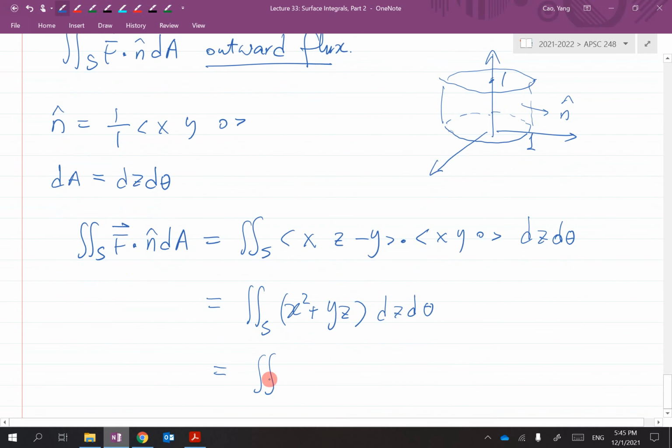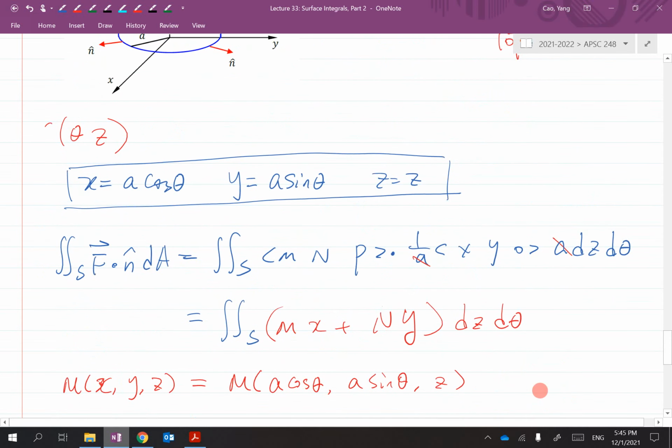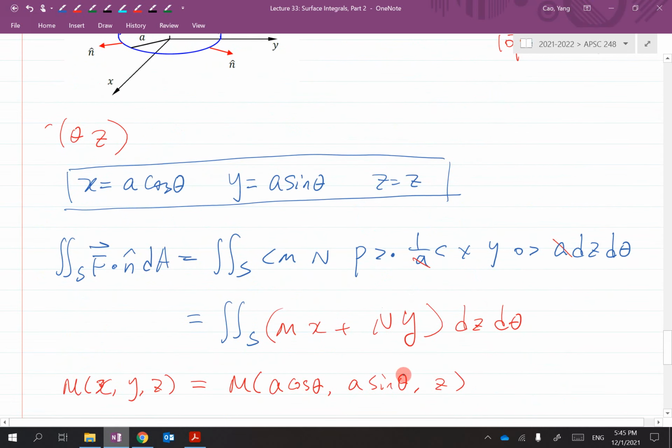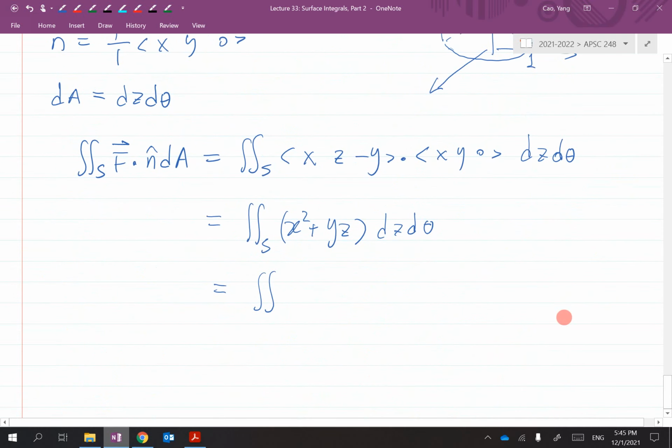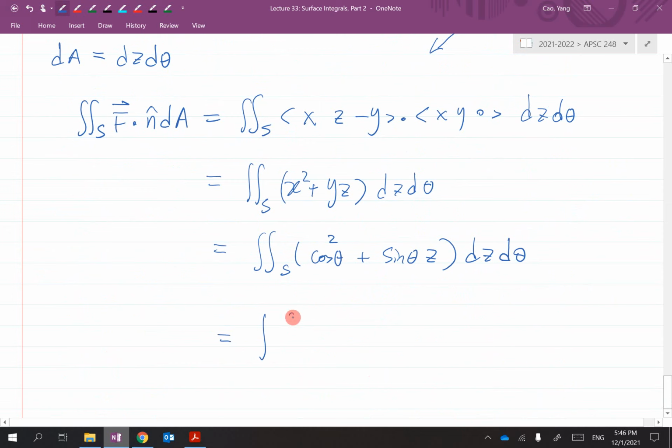Right now it's a mixture of the Cartesian and the z. Then we need to replace the x, y, z with three expressions. But technically, you don't touch the z, because z is still z. You just replace the x with a cosine theta and y with a sine theta. A is 1, so x is cosine theta, and y is sine theta, times z, dz d theta. So this is the setup. And the last step is to figure out the limits for z and theta.